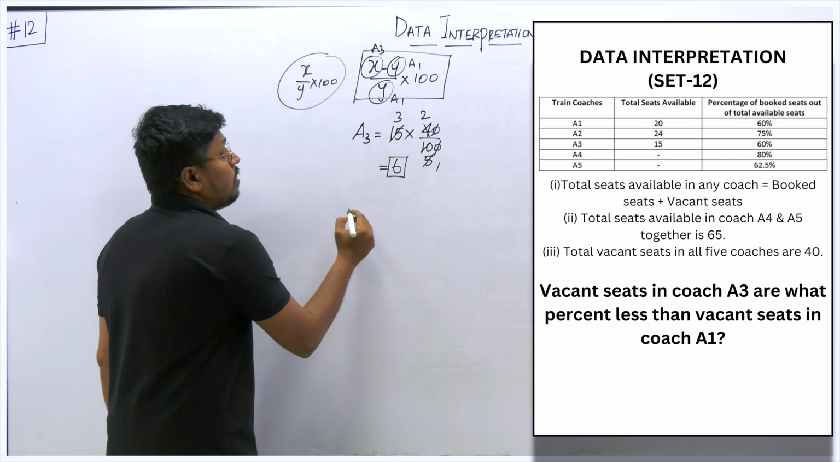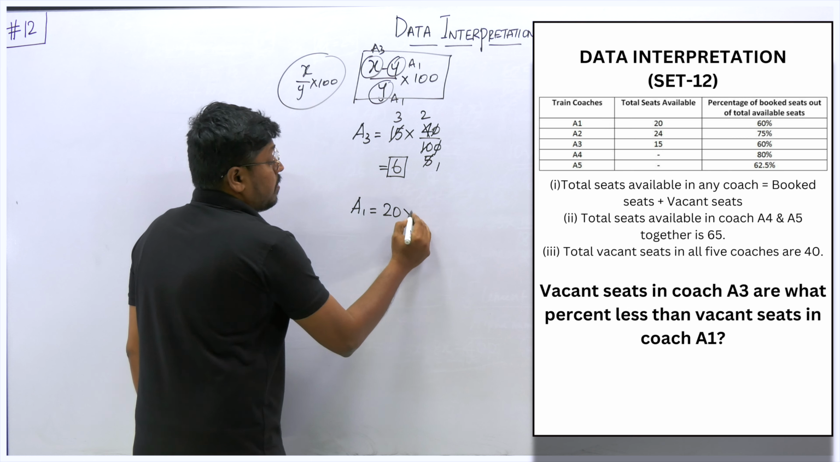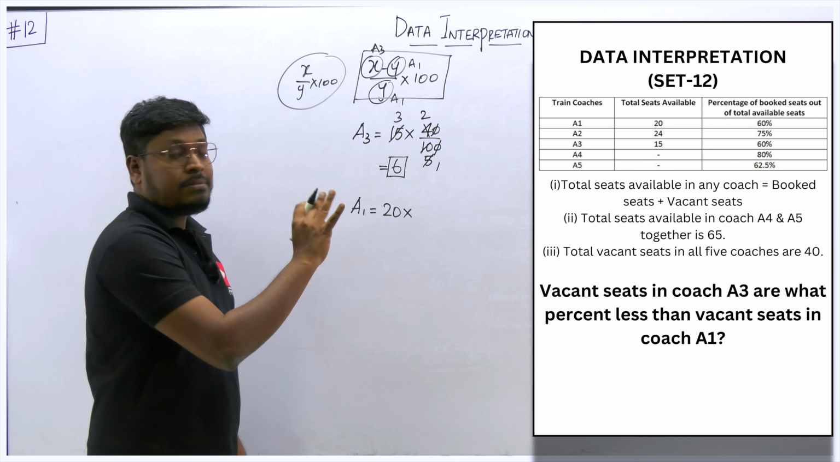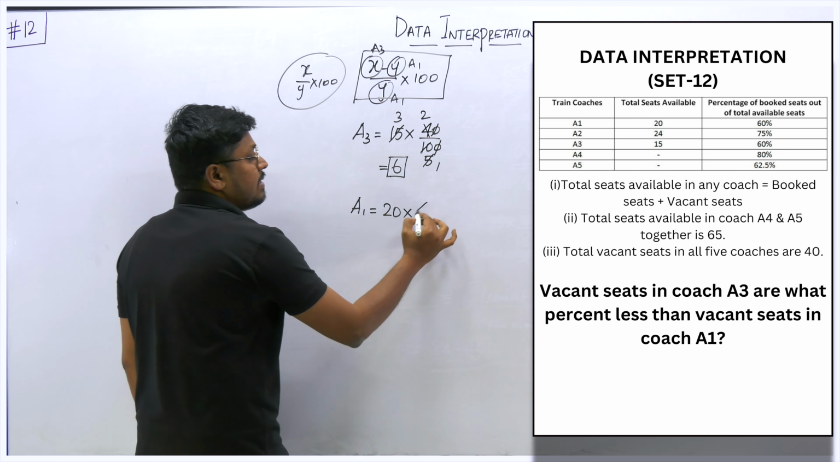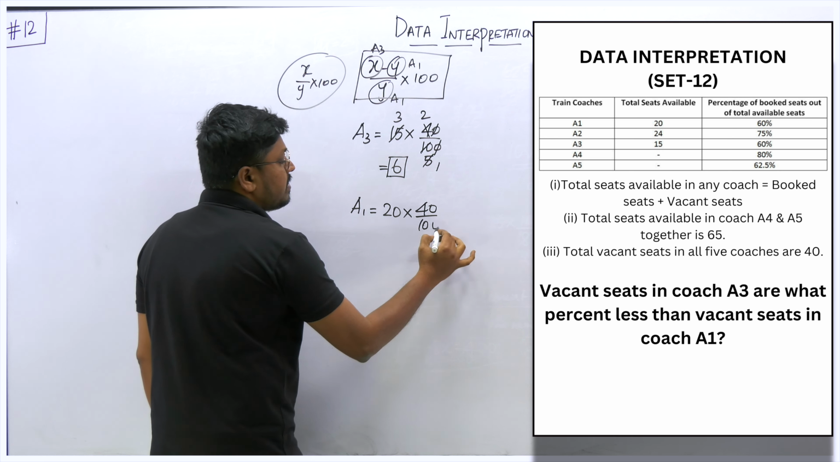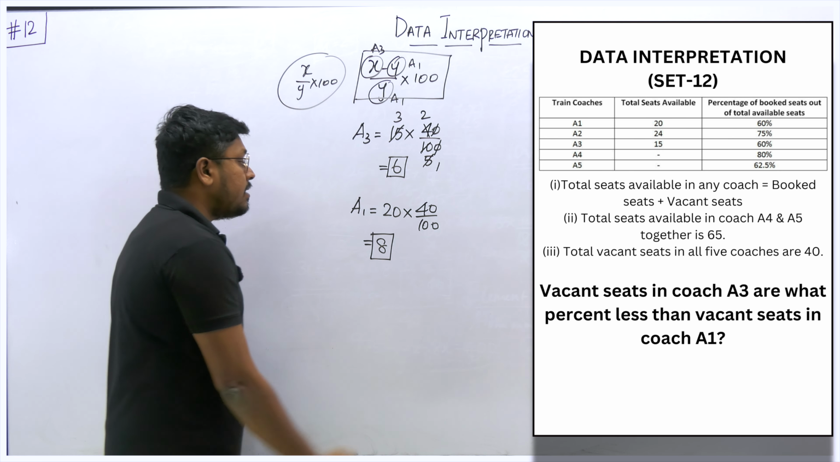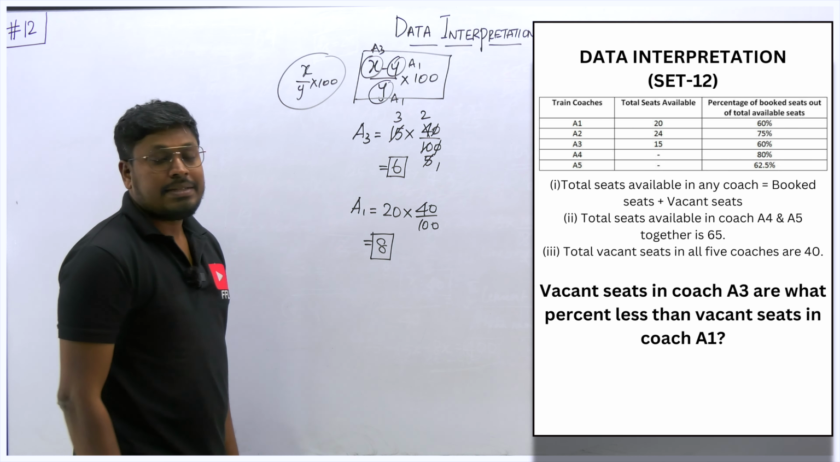So now for coach A1. A1 is how much? So 20 seats will be the total available seats. Out of the 20, 60% are booked. So the remaining 40% will be the vacant seats. So 40 by 100 of 20, which will be 8. So 8 will be the total number of vacant seats on coach A1. And in coach A3, the total number of vacant seats is 6.